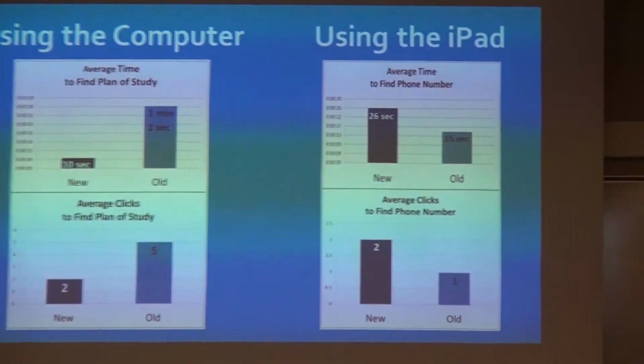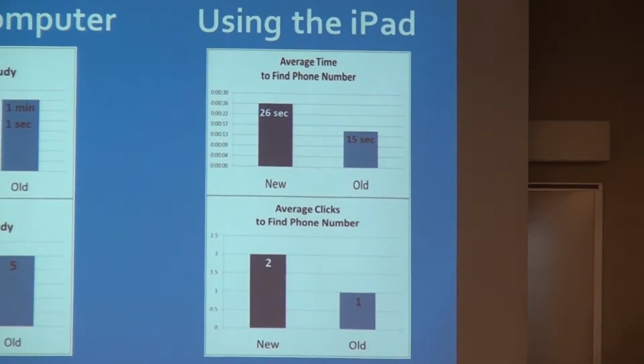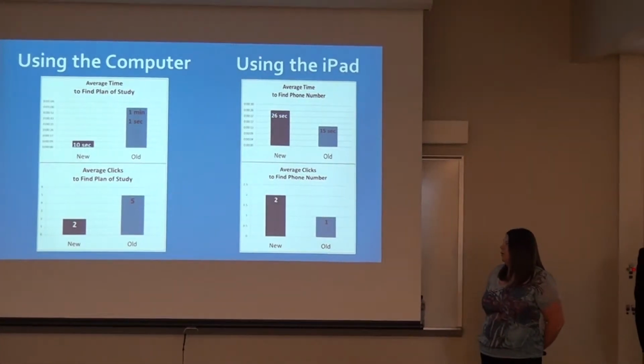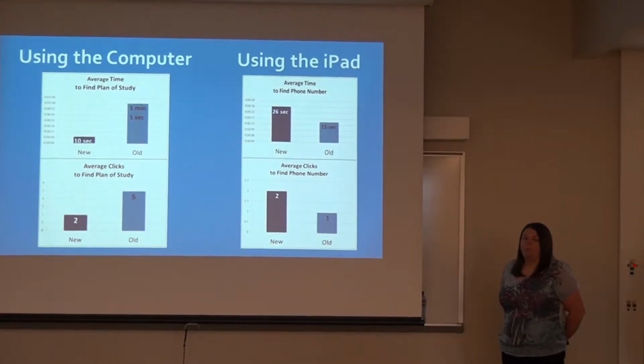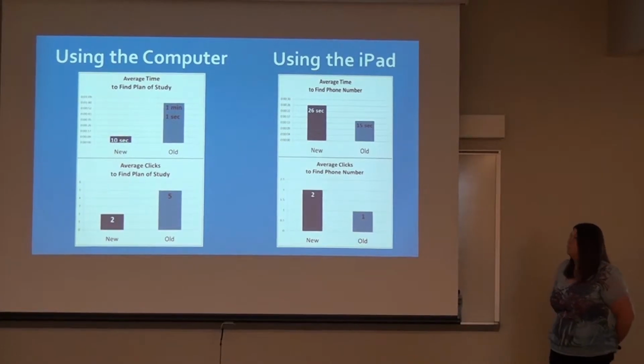We also did a test on the iPad to find Professor Glotzbaugh's phone number. On the old site, to find the phone number, it took an average of 15 seconds, and on the new site, it took an average of 26 seconds. We also counted the number of clicks on the old site, and it only took an average of 1 click, where it took an average of 2 clicks on the new site.